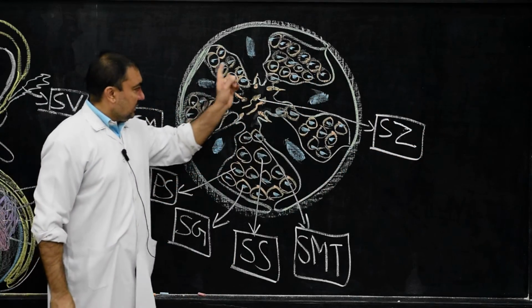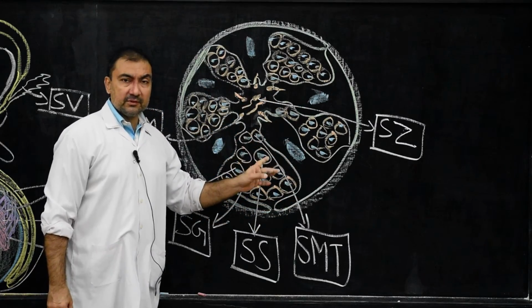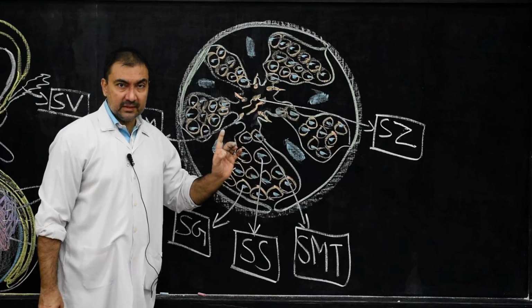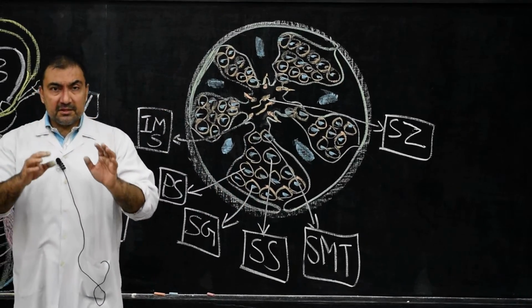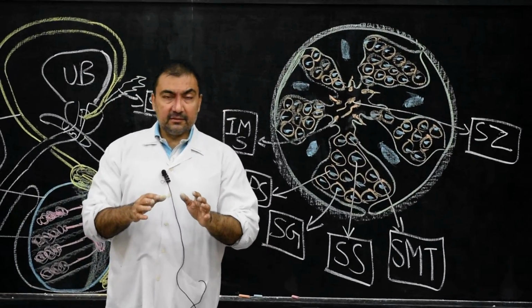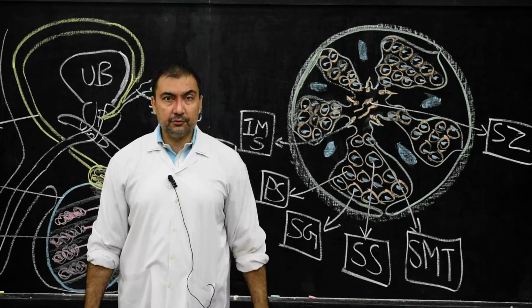So this structure is very important to understand the entire process of reproduction. In this way, we have finished the structures that are needed to understand the male organs of reproduction for fertilization. Thank you very much.